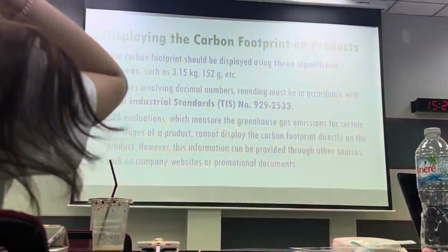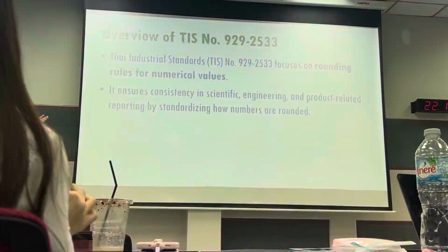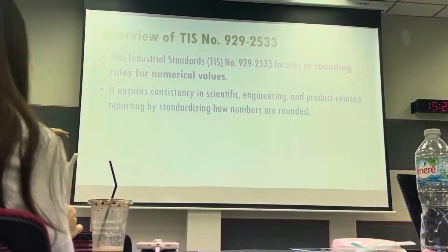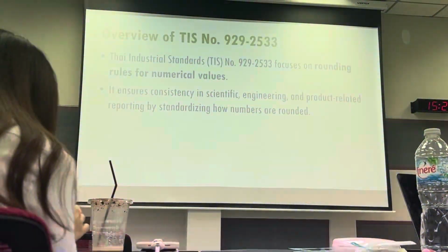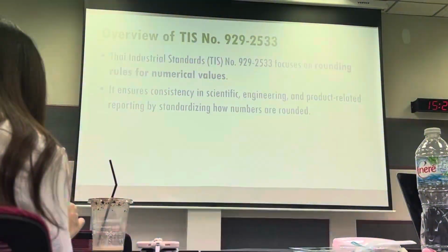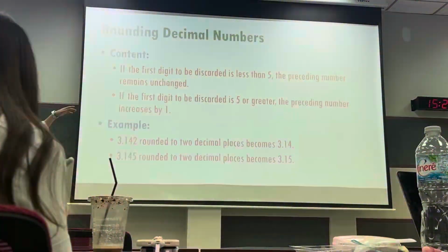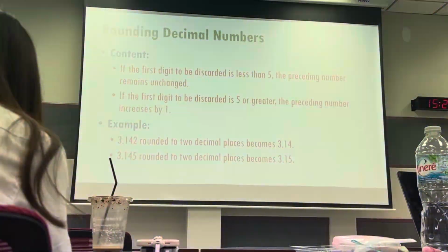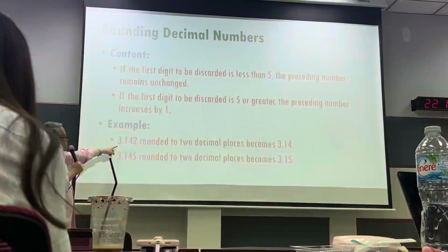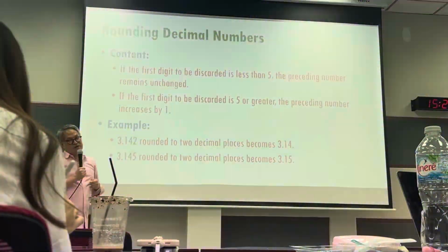And then for that standard, I'm actually surprised. It's actually a standard. So I went to search for it. 929-2533. So it came out 34 years ago, right? It's for rounding off numbers, but it's common sense for us engineers, right? For example, if the next digit is above 5, then you go up by 1. If it's below 5, then go down, you remove it. For example, 3.142 will be rounded to 3.14, but 3.145 will become 3.15.